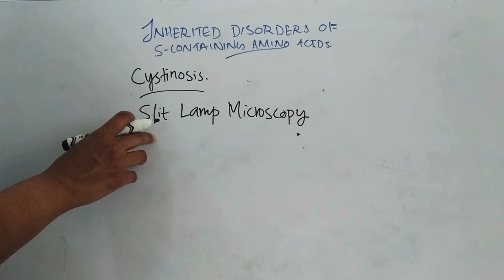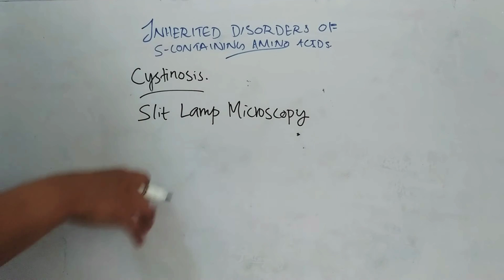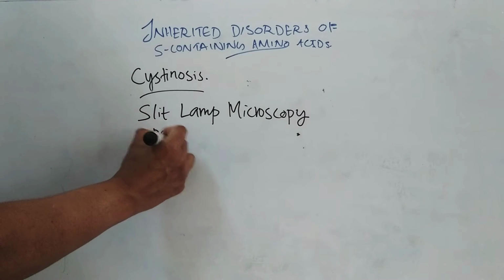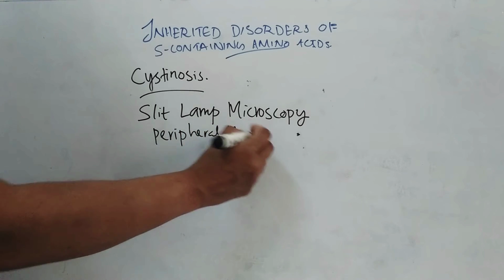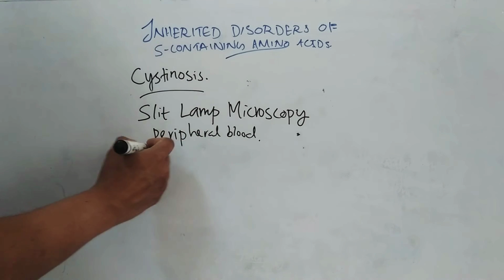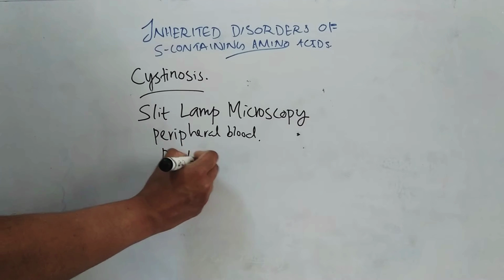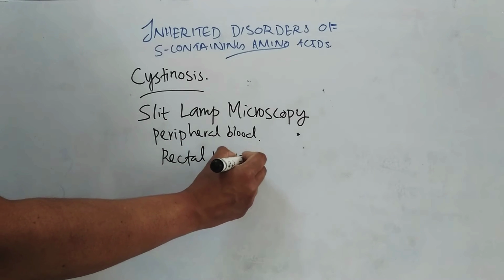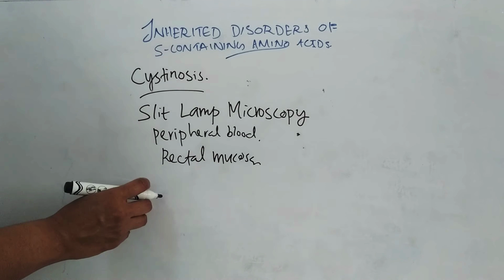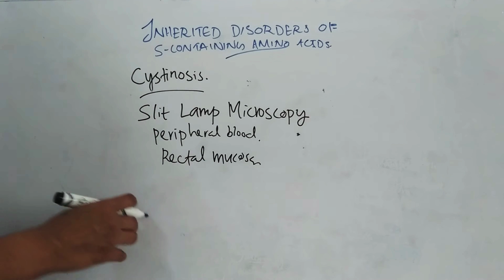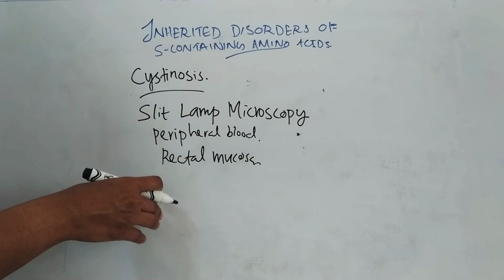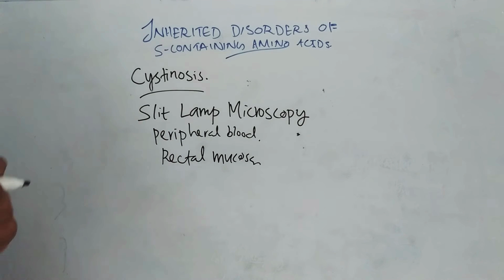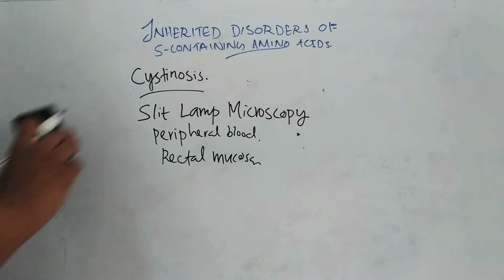These cystine crystals can be demonstrated in unstained preparation of peripheral blood or in biopsies of rectal mucosa. Then it is confirmed by chemical determination of the cystine content of peripheral leukocytes or cultured fibroblasts. So that is about cystinosis.